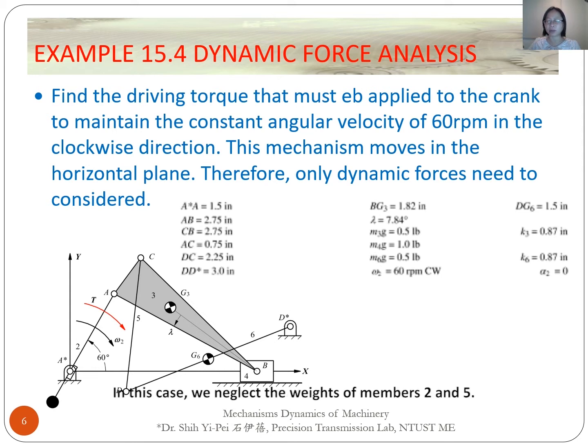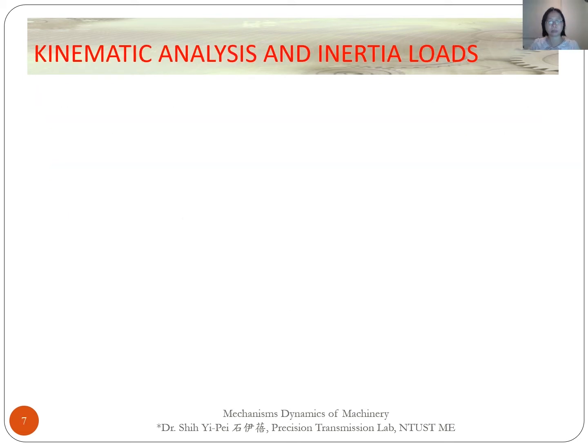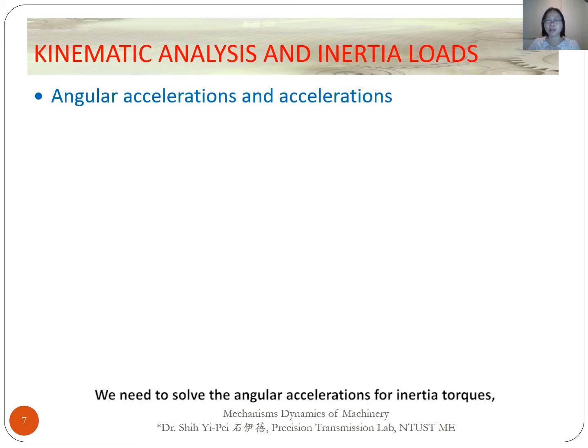In this case, we neglect the weights of members 2 and 5, so both members have no inertial load acting on them. Members 3, 4, and 6 have inertial loads. We need to solve the angular accelerations for inertial torques and the accelerations at centers of mass for inertial force. In this case, members 3, 4, and 6 have inertial loads.